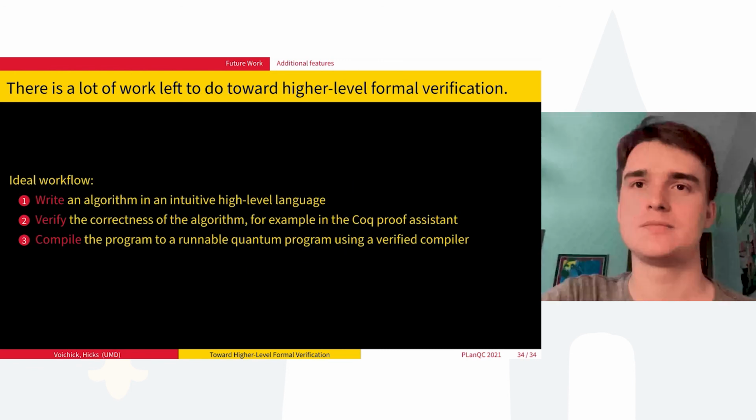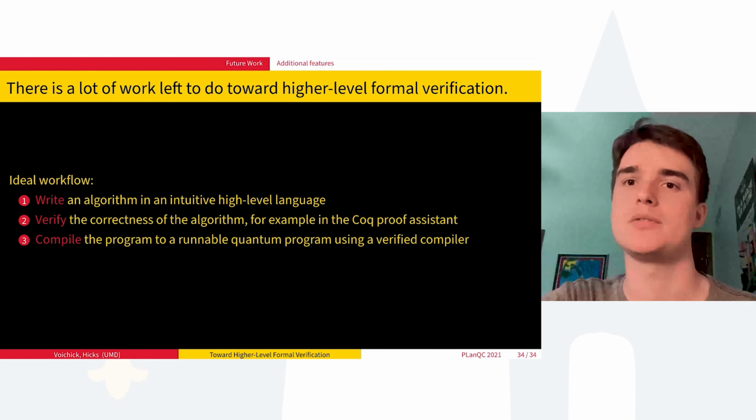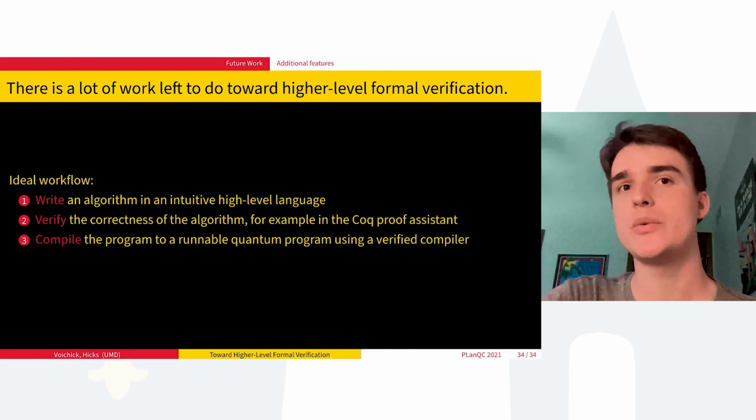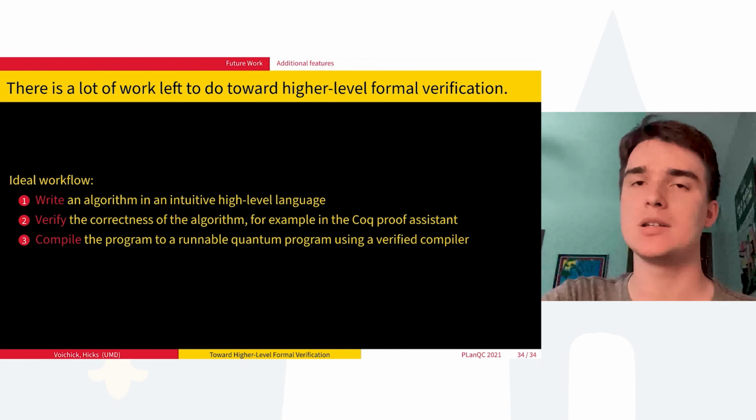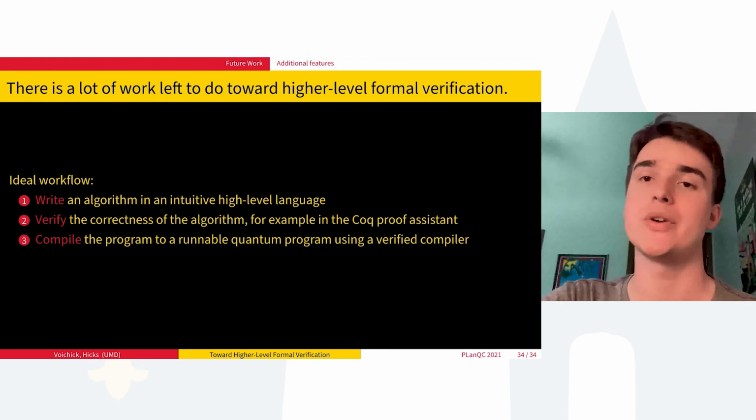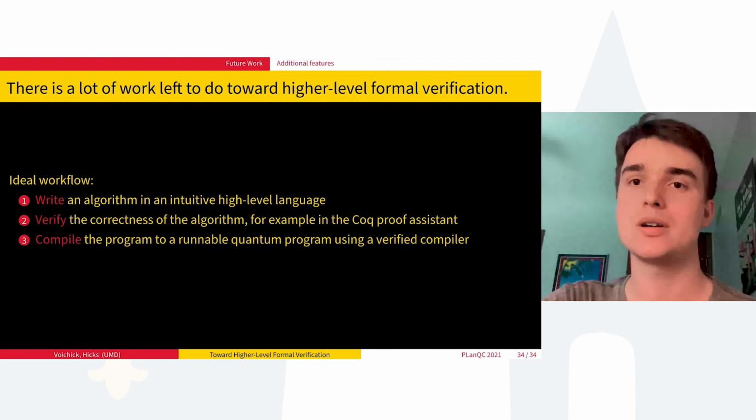To conclude, we're still fairly far away from our end goal, which is higher-level formal verification. The ideal workflow that we'd like to see is to write an algorithm in an intuitive high-level language, then verify the correctness of the algorithm, and then compile the program using a verified compiler. We've written a language that could be used for this purpose, though it's debatable whether it's as intuitive or expressive as it could be. And we've also written a compiler for this language, but there is still a lot left to verify. We hope that this language could be a useful step toward our end goal, and that it presents some features that could be useful in the future.